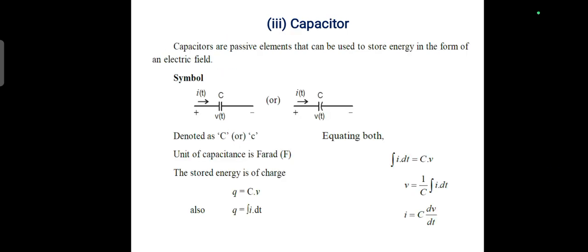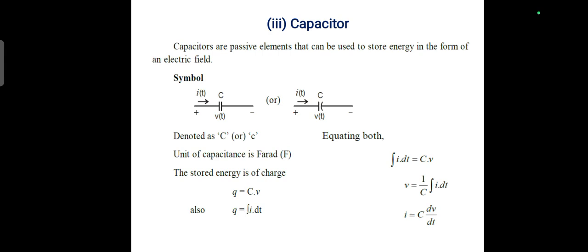The next component is the capacitor. Capacitors are passive elements that can be used to store energy in the form of an electric field. Here is the symbol of the capacitor. It is represented with two parallel plates. The voltage across the capacitor is V of t and the current flowing through the capacitor is I of t. It is denoted with a small c or a capital C. The unit for capacitance is Farad.